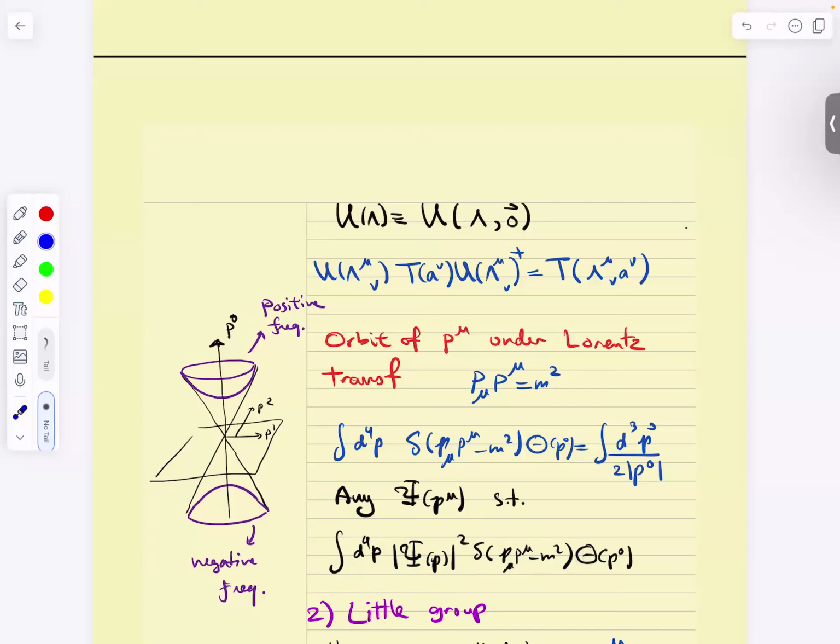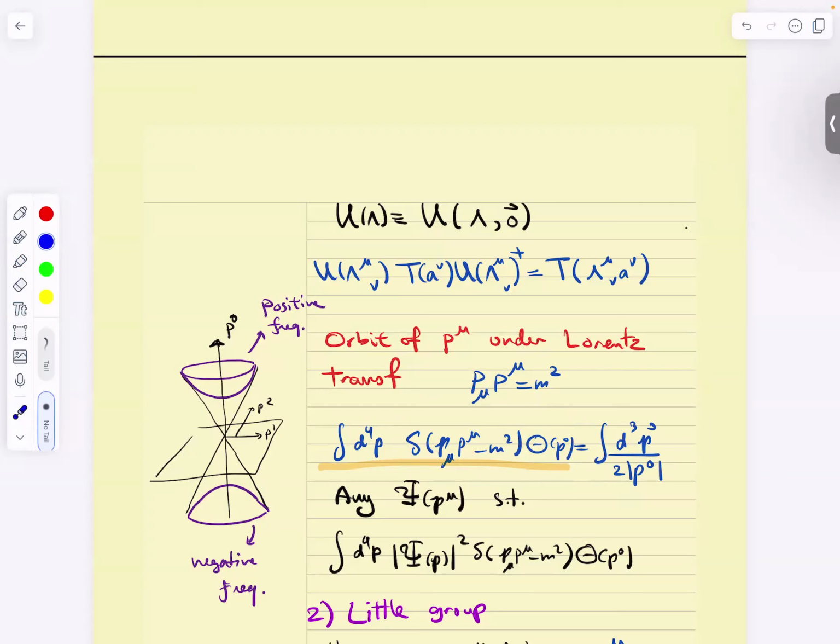Second, what was the interpretation of P naught? Energy. It better be positive. So I'm going to put a, whatever that's called, Heaviside function. This is my integration measure, which you can tell has a Dirac delta function here. So you can remove one of the integrals.